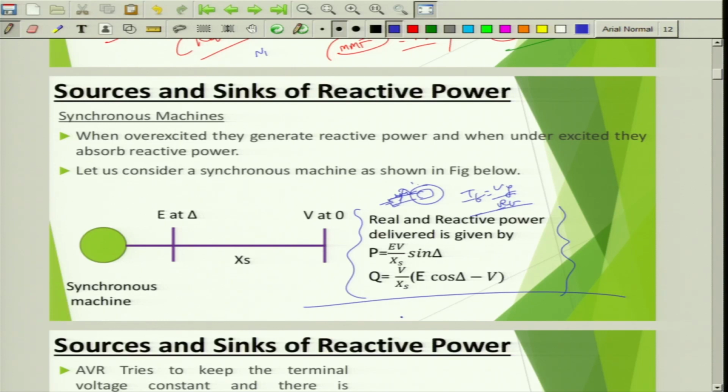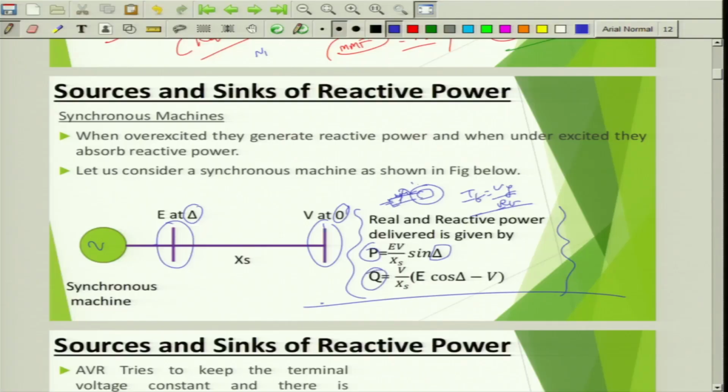These are very well known expressions. Active power depends upon the phase angle difference between two buses. Here there is a bus E at angle delta, to which you are connecting a synchronous machine, and there is another bus V at an angle 0. Assuming delta to be greater than 0, it is a positive number. So there is a phase angle difference, because of which there is active power flow from the synchronous machine to the load.